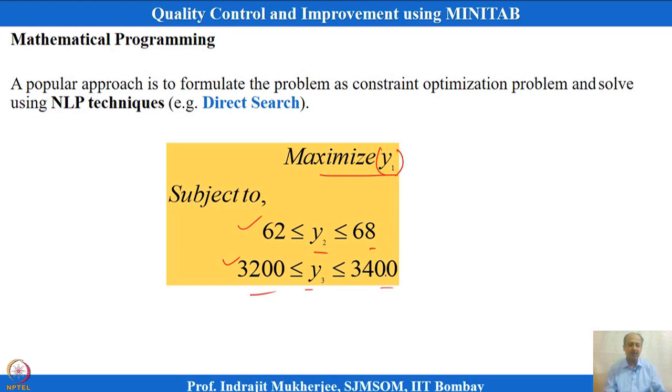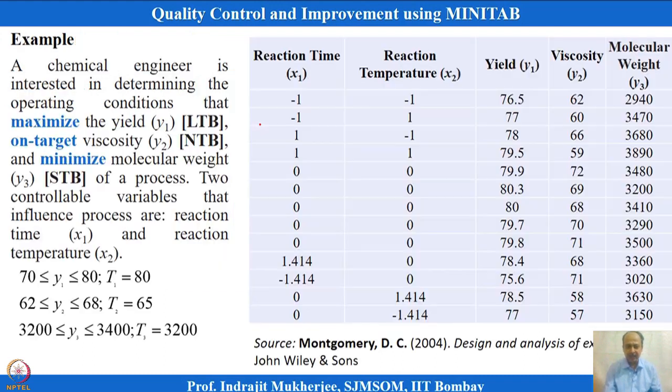If I can solve this problem, maybe we can get one feasible solution that may be suitable for implementation. This is mathematical programming, and we can use algorithms like direct search, which is used most of the time. In many scenarios you can use evolutionary algorithms also. So there are many ways of doing this mathematical programming. This is one way, and another way is the desirability function approach.